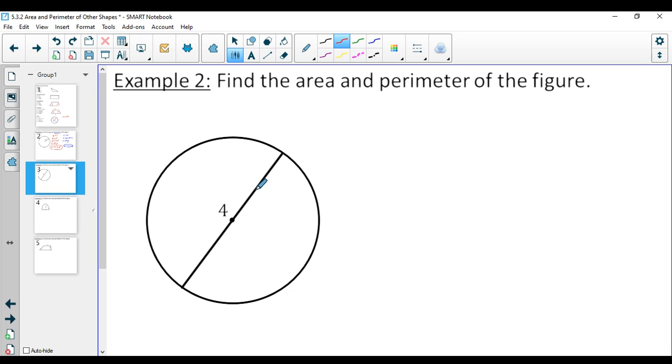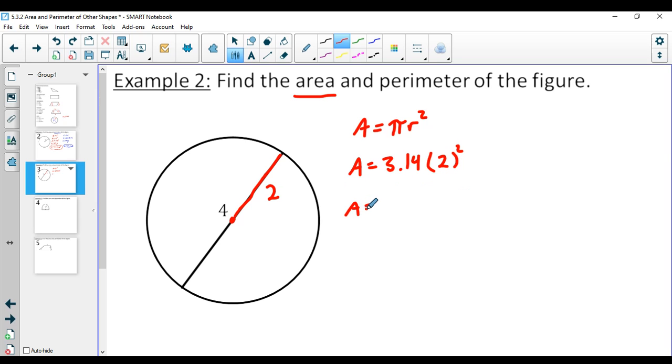Now, for this one, we need to find the area and perimeter, but we are given the diameter, the whole length is 4. The area is pi r squared. Right, we know pi is 3.14, but then we have to be careful. The radius is half of the diameter, which is going to be 2, right? Half of 4 is 2. If the whole length is 4, then the radius, half of it, is going to be 2.